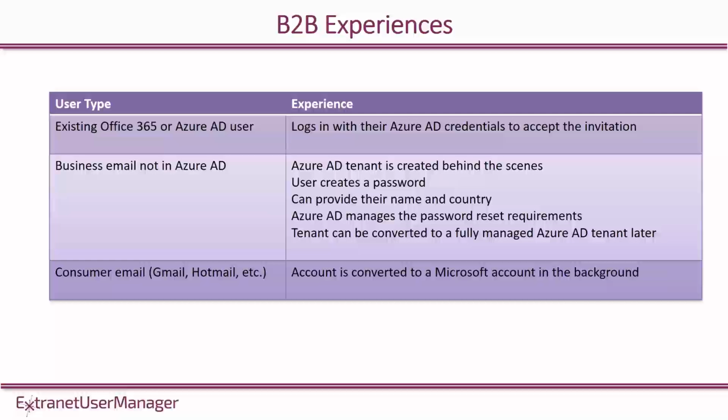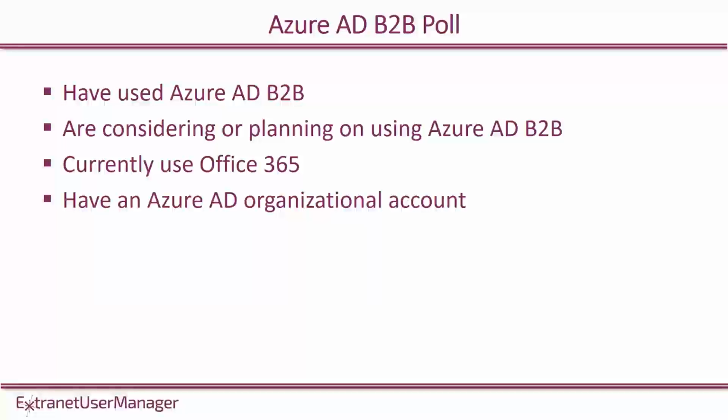And then the third scenario is you have a consumer email. I've got a Gmail account, a Hotmail account, what have you. In this case, that account gets converted to a Microsoft account. Now, if you're using an Outlook.com or a Hotmail account, those are already inherently Microsoft accounts. But if you're using Gmail or say a telco provided consumer email domain, something like that, that needs to get converted into a Microsoft account for you to be able to complete the invitation process. And I'm going to walk you through what that actually looks like, just to give you a sense of what that user experience is like.